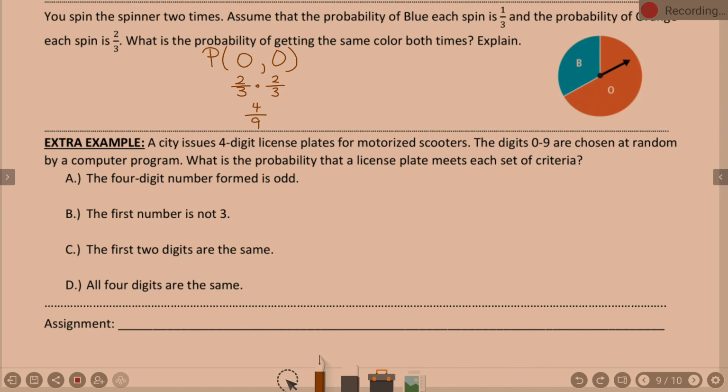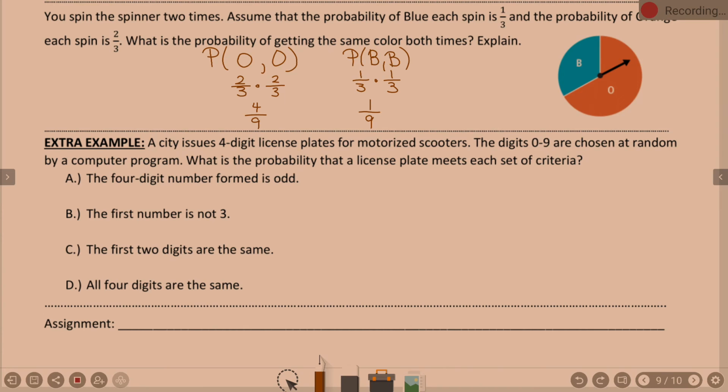What's the other option you could get? The probability of getting blue back to back. What's the probability of getting blue on the first spin? 1/3. What's the probability of blue on the second spin? 1/3. These are independent. They do not affect each other. 1/3 times 1/3 is 1/9. Now, what do you think we need to do here to finish this up?